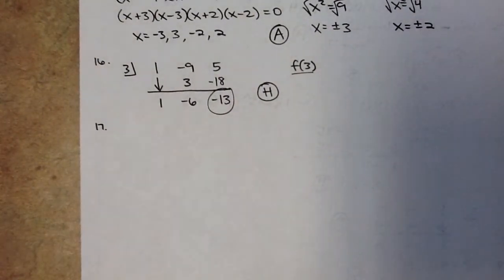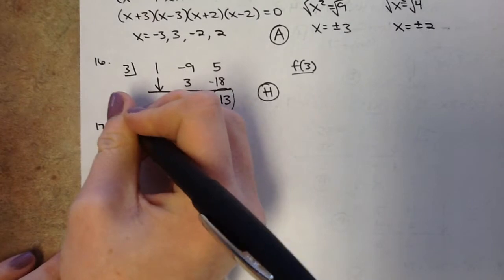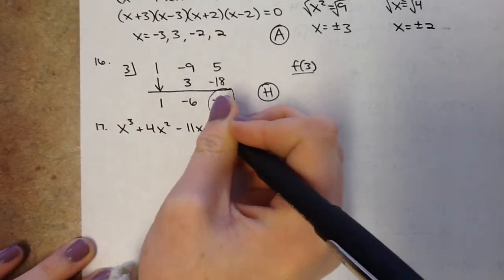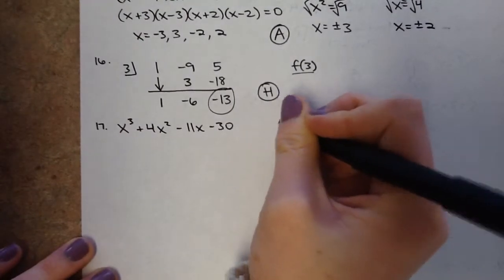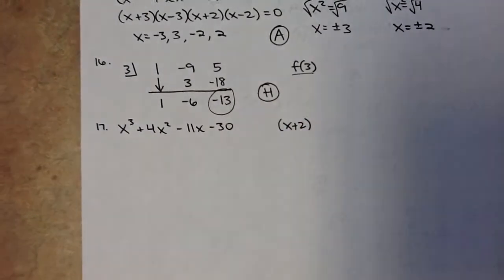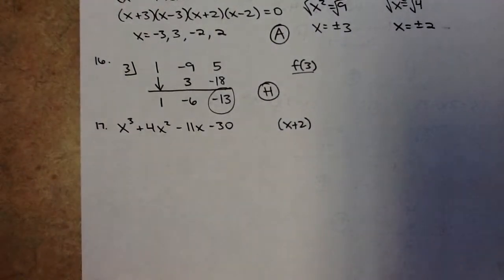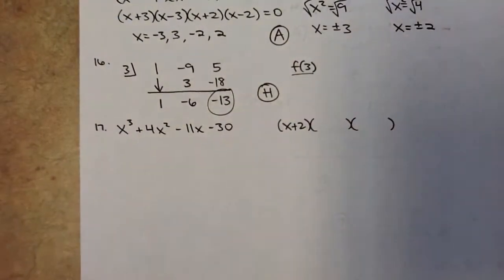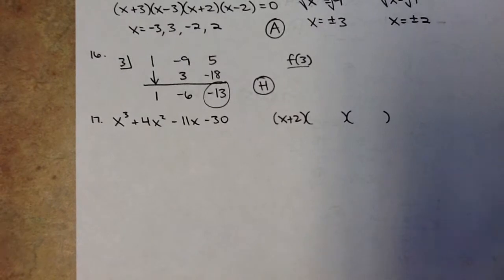Okay, one factor of this cubic function right here is x plus 2. Find the remaining factors. So I know based on my degree that I'm going to have 3 factors. I just need to find them. So the way that I find them is by doing synthetic division. We're getting lots and lots of practice with that.